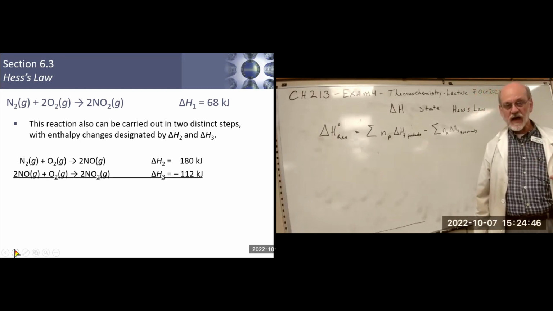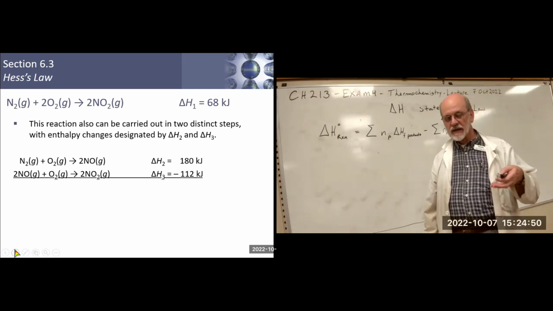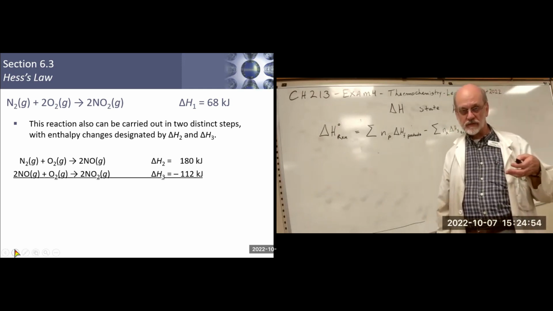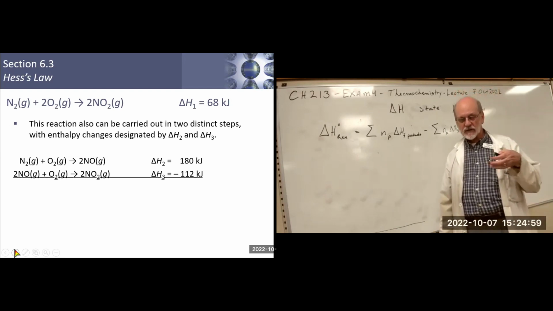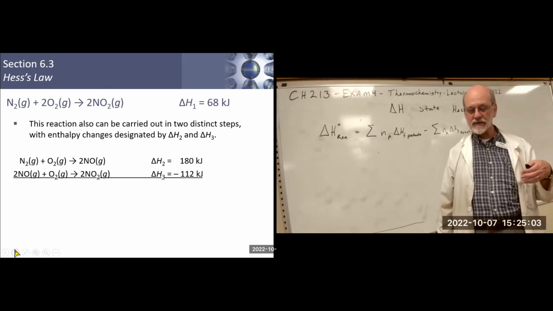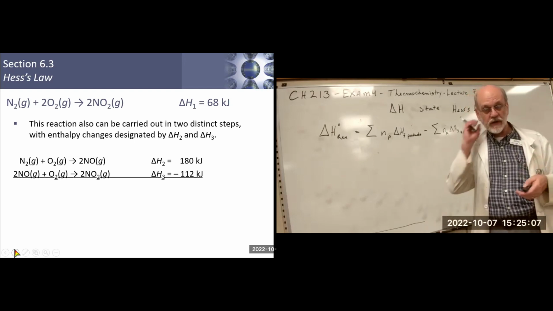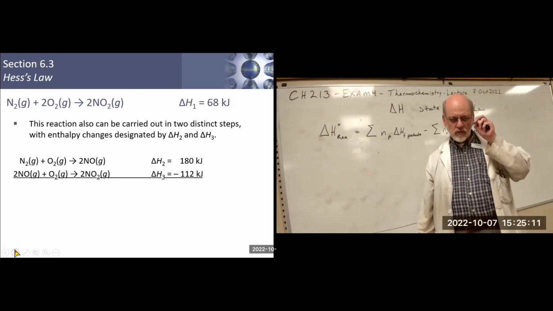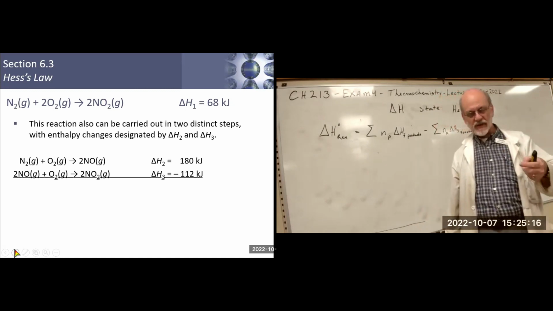So nitrogen plus oxygen in the first one gives you nitrogen monoxide with an enthalpy of 180 kilojoules. And the second one is 2 nitrogen monoxides plus oxygen yields 2 nitrogen dioxides with an enthalpy of minus 112 kilojoules. So what you do is you have these equations that are available and their enthalpies.